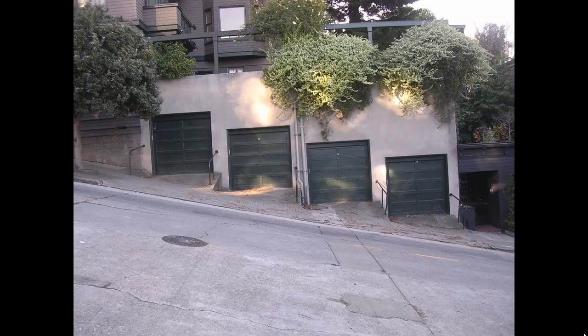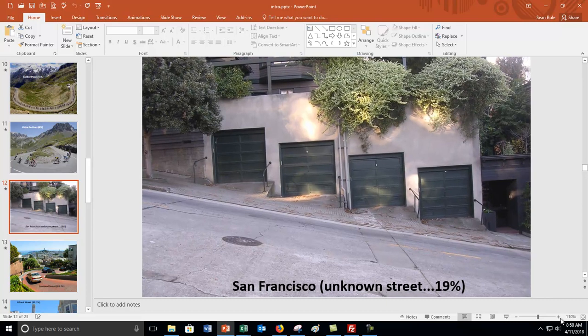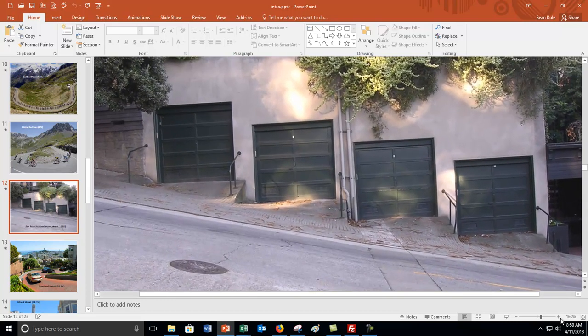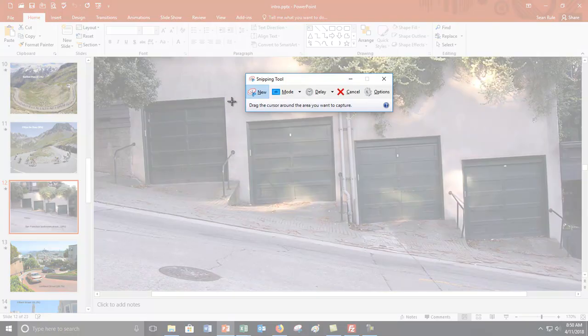All right, back to America. We are now in San Francisco. This is Sununknown Street. I claimed it was a 19% grade. I want to see if I can convince you why I said it was a 19% grade. So what I'm going to do is zoom this in, and I'm going to take a screenshot of two of these doors.